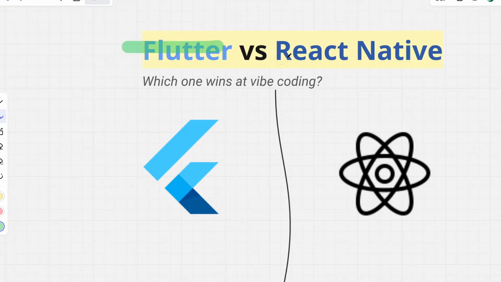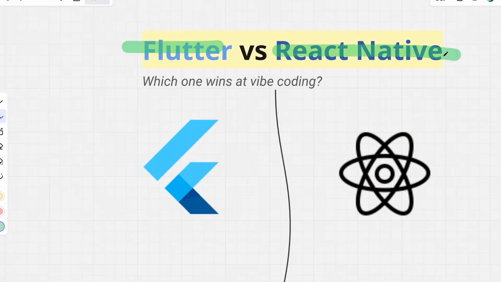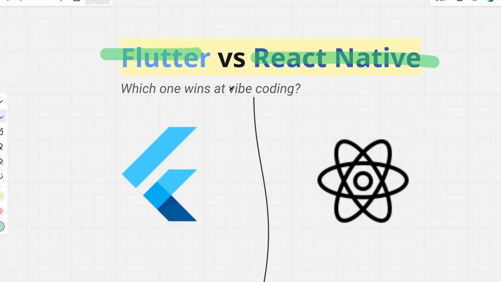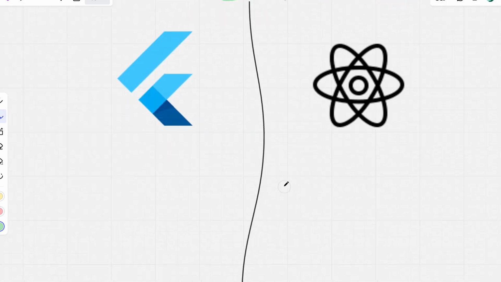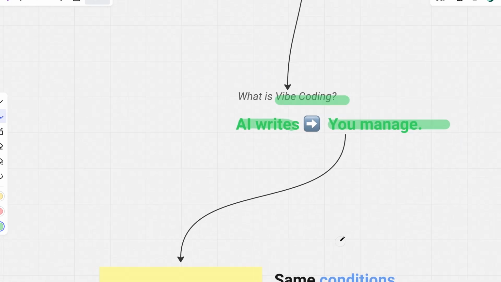Flutter or React Native? If you have ever wanted to start building mobile apps, you have probably asked yourself this question, but today I want to look at it from a slightly different angle. Which one is better suited specifically for vibe coding? That is, when most of the code is written by AI and you are more managing the process than sitting there manually typing every line.